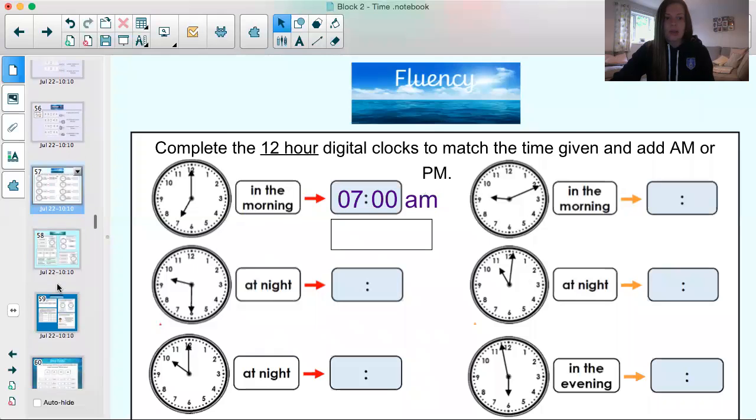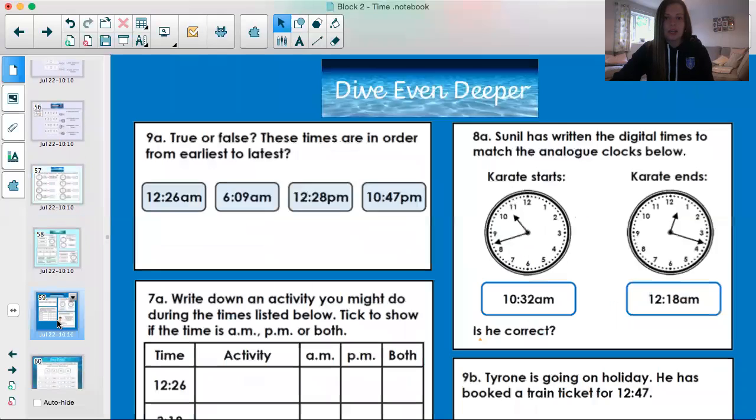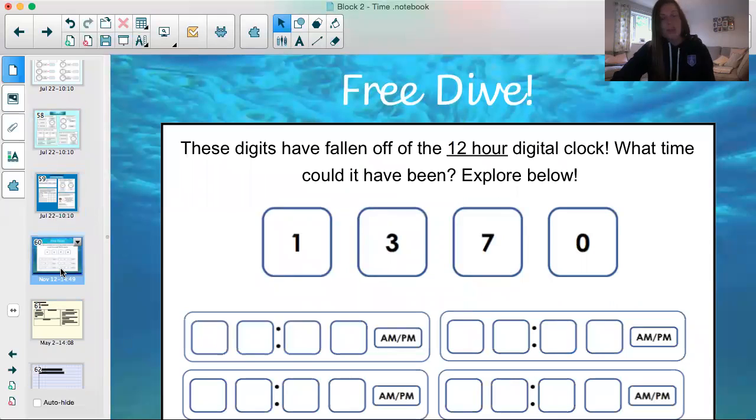So you can work your way through the fluency, dive deeper, dive even deeper, and free dive. When you've done that, we'd love to see photographs or scanned copies of your learning attached to the assignment. If you'd like a further challenge, there's a white rose sheet attached as well, which you can complete if you're looking for more maths learning. So good luck, and we can't wait to see your work.